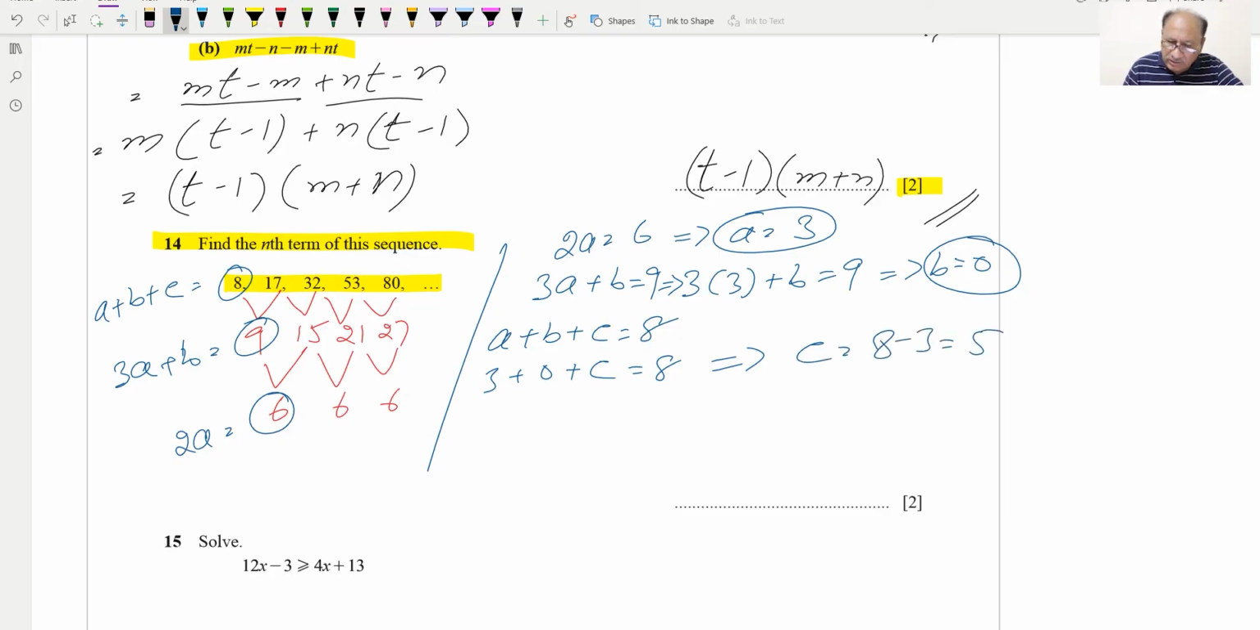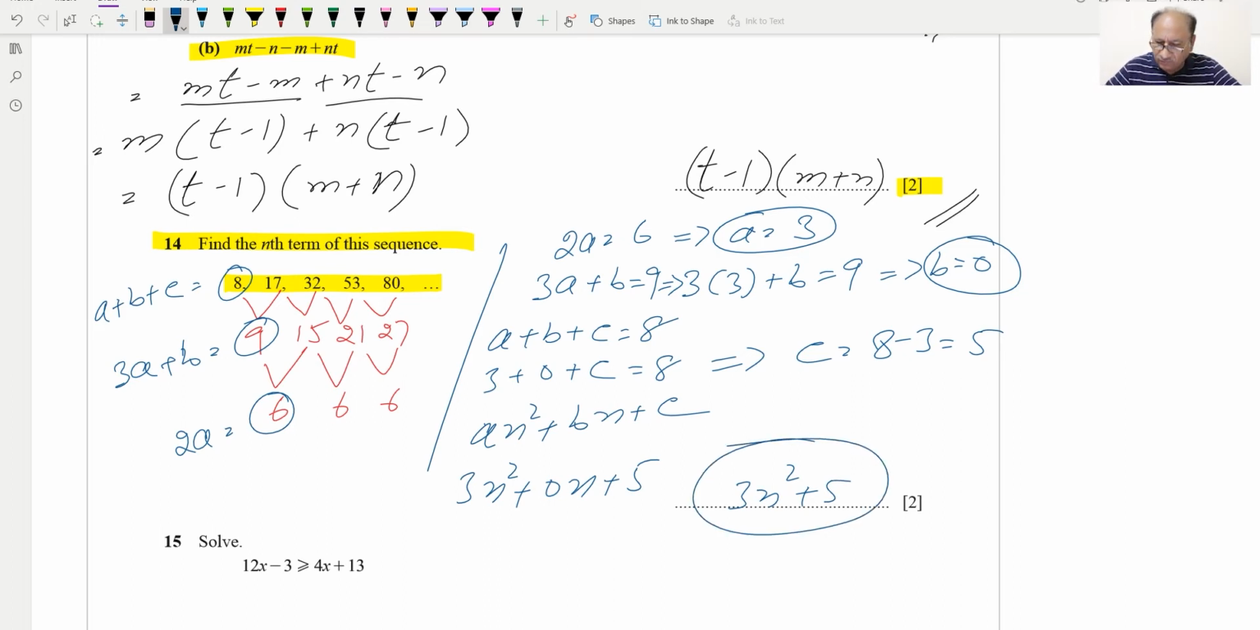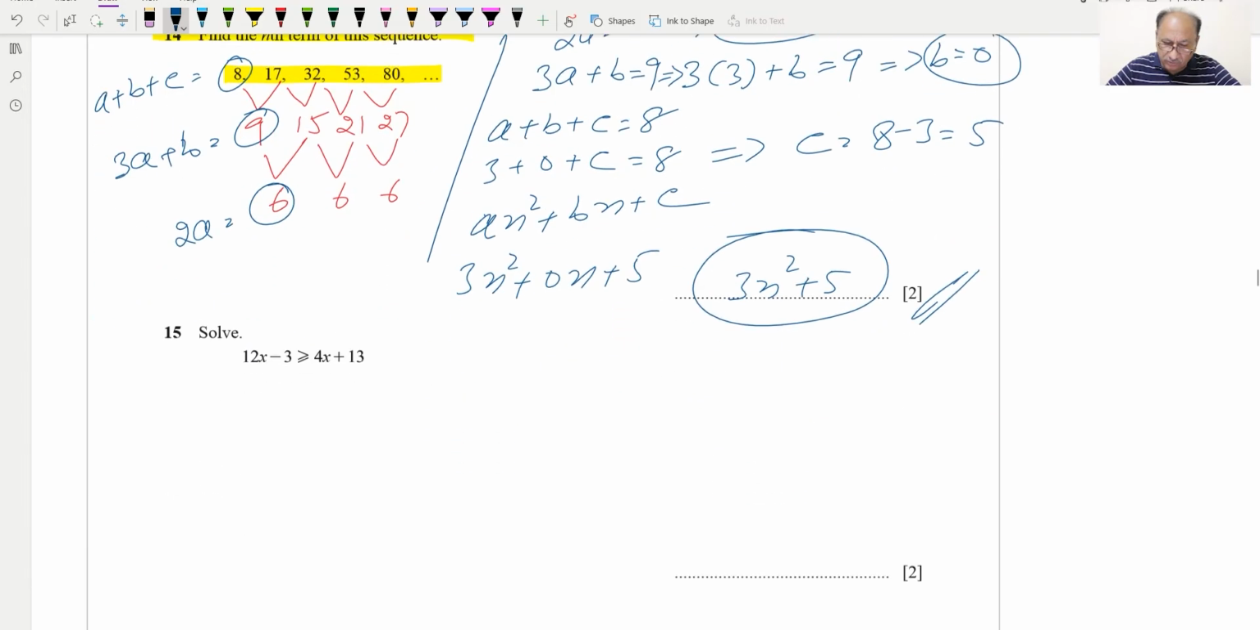And these values we can replace in the quadratic. The general quadratic equation is an square plus bn plus c. So the a value is 3, so 3n square plus 0n plus 5. So our answer will be 3n square plus 5, and you can check by replacing values also. If we replace 1, we will get 3 plus 5, which is 8. If we replace 2, we will get 4 times 3, 12. 12 plus 5 will be 17. So it's working. This is what you have to double check.